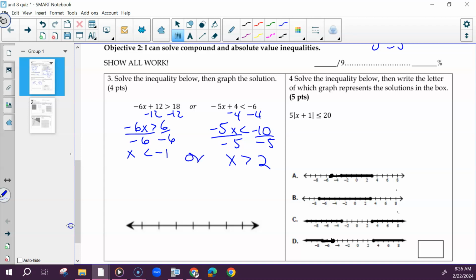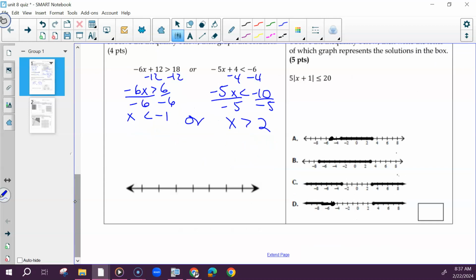Make sure you have "or" in between the two inequalities. Maybe some of us missed that. And then when we graph that, it didn't matter what numbers you put here as long as you had both. So that would have been open to the left at negative 1 and open to the right at 2.